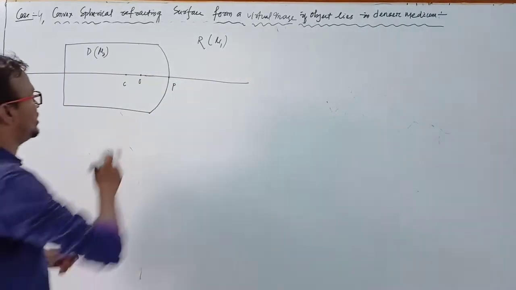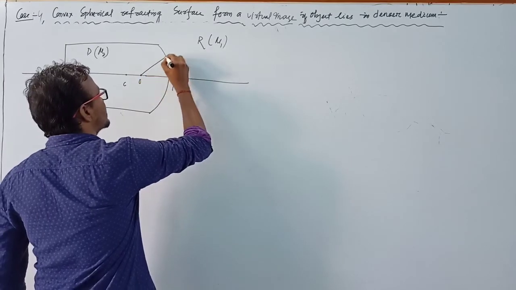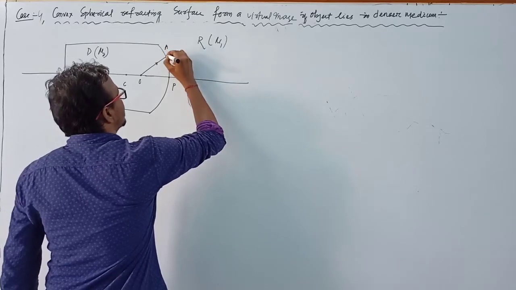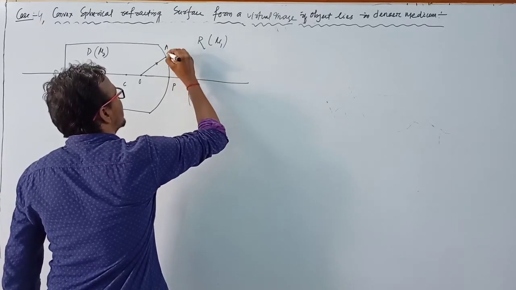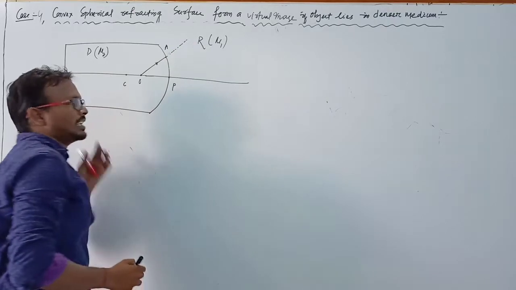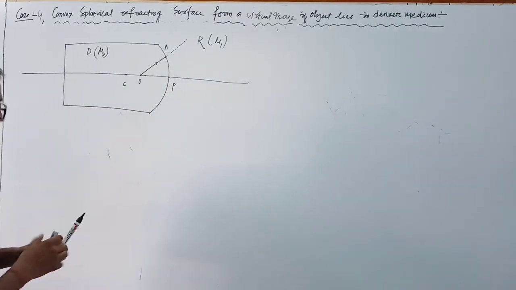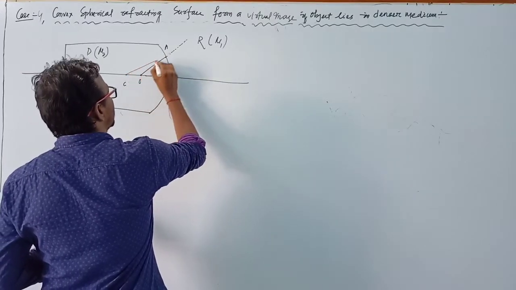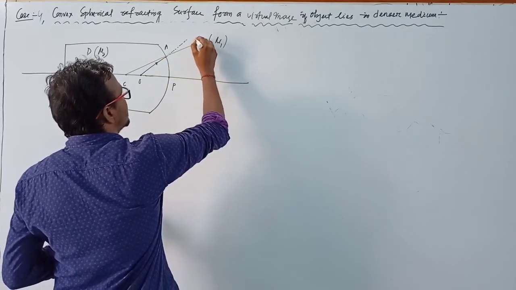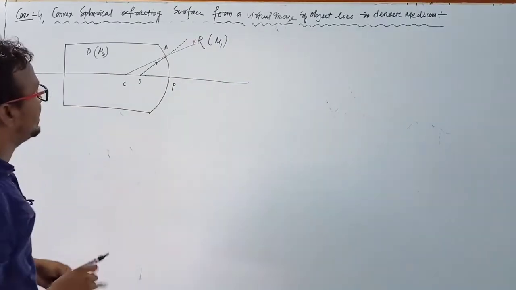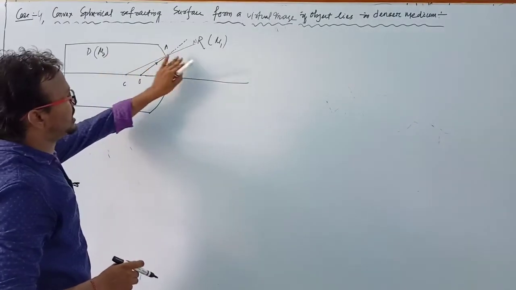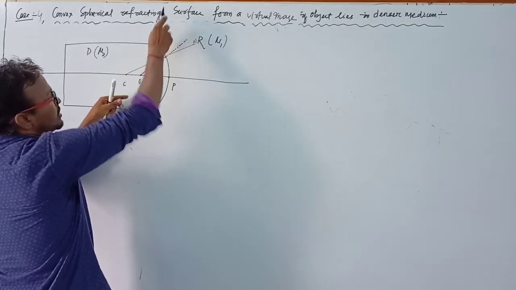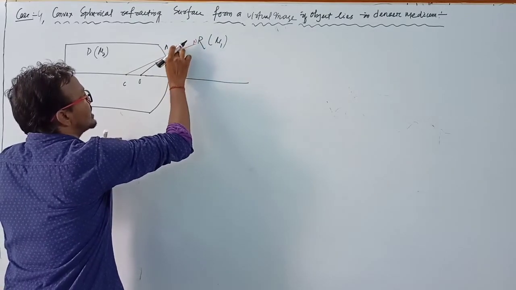Clear? Now the ray of light which is incident from point object O and strikes at this point A, this is the actual path, or the line of action of the incident ray. Now we have to draw a normal at this point. This normal passes through the center of curvature. Again, the ray of light, when traveling from denser to rarer medium, bends away from the normal. This is the actual path, bent away from the normal.